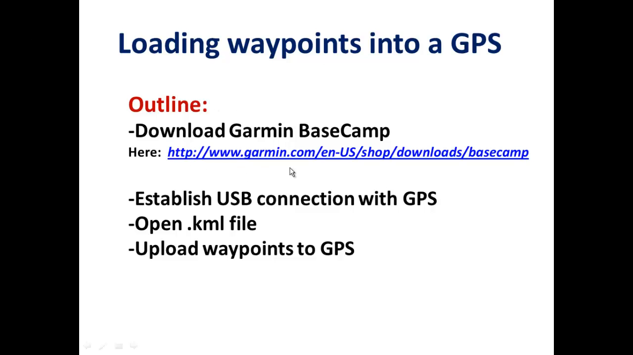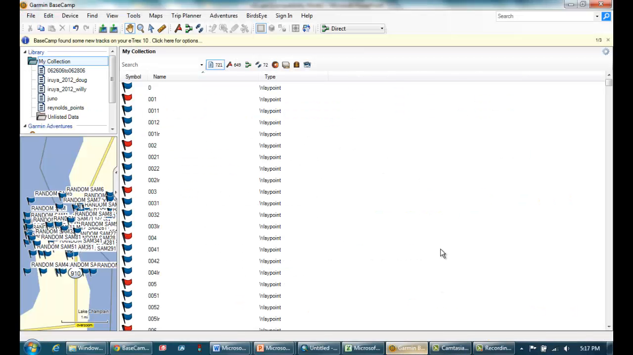So go ahead now, download Garmin Basecamp onto a personal computer or your roommate's computer. Once you've got that downloaded, it's going to look like this interface. Okay. The next step is to connect your GPS.